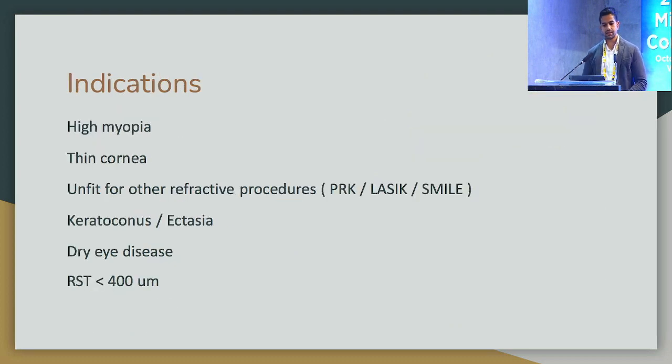Indications for your ICL patient: high myopia, thin cornea, patients who are unfit for laser refractive procedures like PRK, LASIK or SMILE, any ectatic disorders like keratoconus, dry eye disease, as ICL does not induce any dry eyes, RST less than 400 microns. Of course, this is subjective. In my practice, if post-refractive surgery the residual stromal thickness with epithelium is falling below 400, I consider ICL.